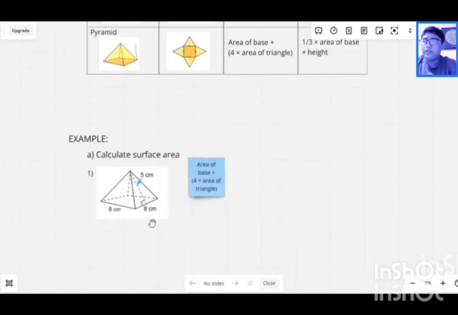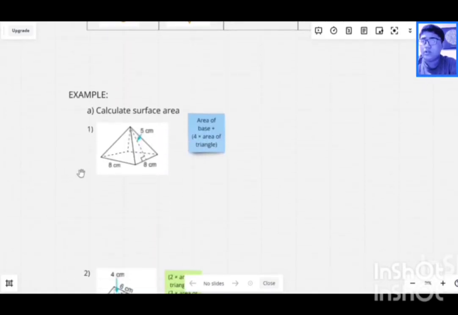So for example, the question asks you how to calculate surface area. Don't forget the formula, and we use it. Area of base is 8 times 8, and then plus 4 times area of triangle. Area of triangle is 1 over 2 times 8 times 5, where we get 64 plus 80. And the final answer, we got 144 cm square.